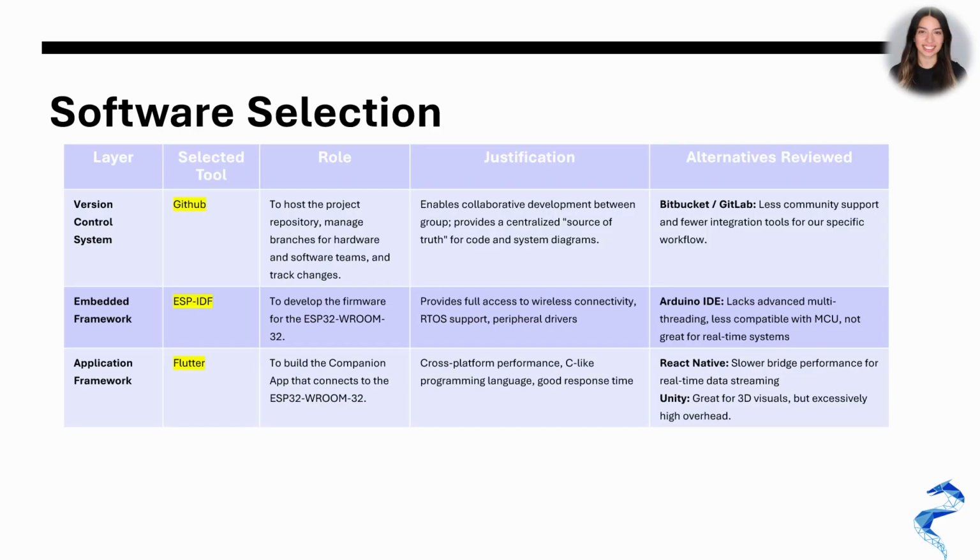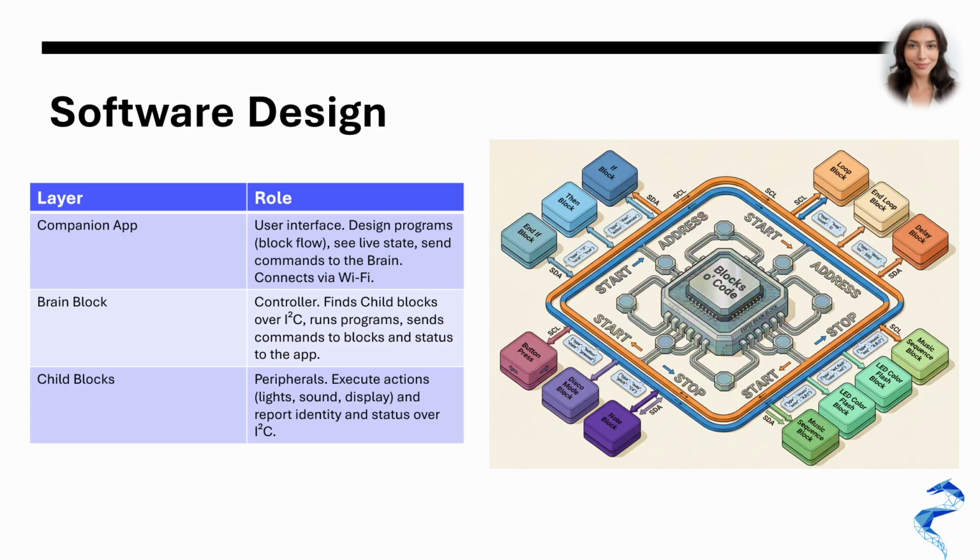For our software, we chose GitHub for version control, ESP-IDF for our firmware, and Flutter for our application. For our software design, we use a 3-layer architecture. The companion app's role is the user interface: it designs programs, sees live states, and connects via Wi-Fi to the brain block. The brain block is a controller. It finds child blocks over I2C, runs programs, and sends commands to the blocks and status to the app. And then child blocks, they're peripherals. They individually execute actions, light, sound, and display, and report identity and status over I2C.